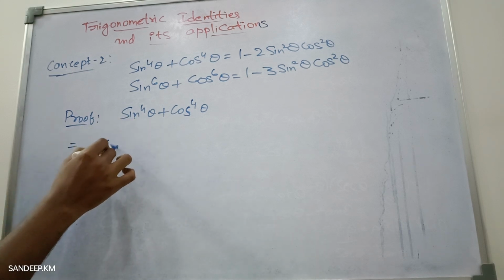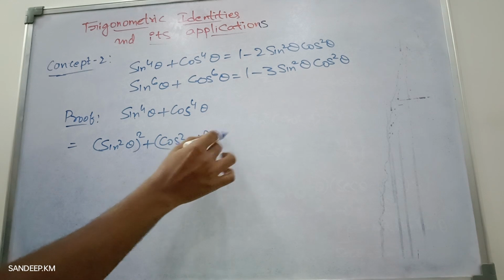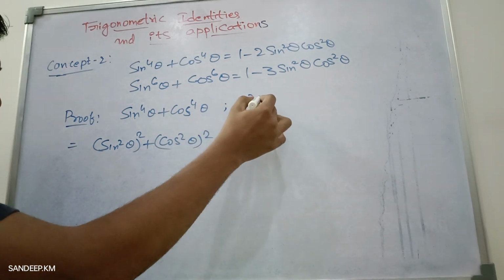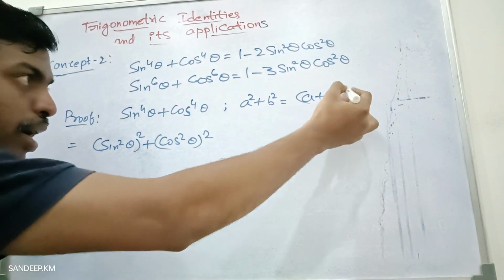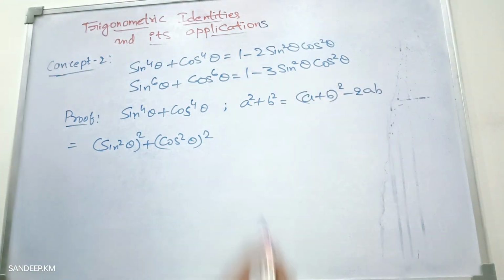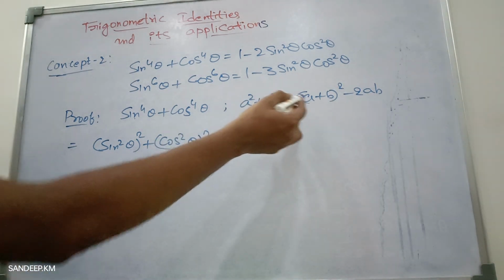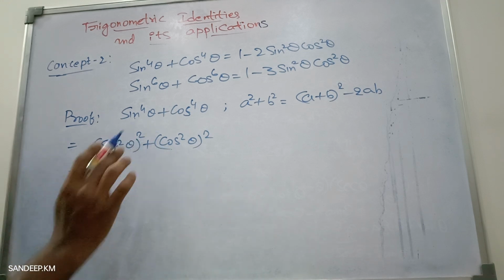I can write it as (sin square theta) whole square plus (cos square theta) whole square. And dear students, we know from algebraic identities that a square plus b square is (a plus b) whole square minus 2ab. So using this particular identity, here a means sin square theta and b means cos square theta.